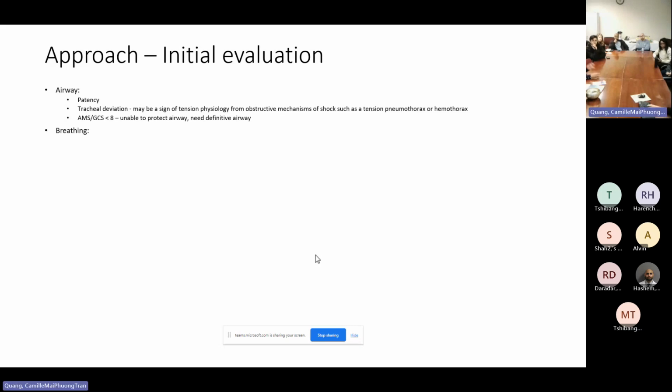Breathing. So we have airway. Now breathing. Breathing is different than airway. So for breathing, you're going to make sure that you can hear breath sounds on both sides of the chest. Are they equal breath sounds? Do you hear decreased or absent breath sounds? Decreased or absent breath sounds would point you to that they are bleeding or that they have a pneumothorax on that side.